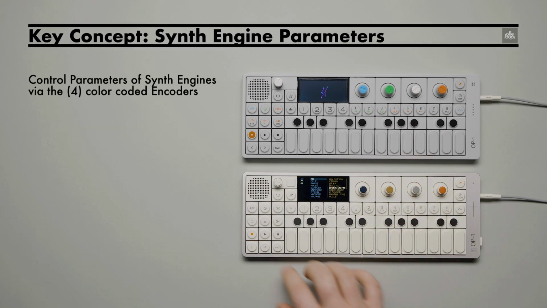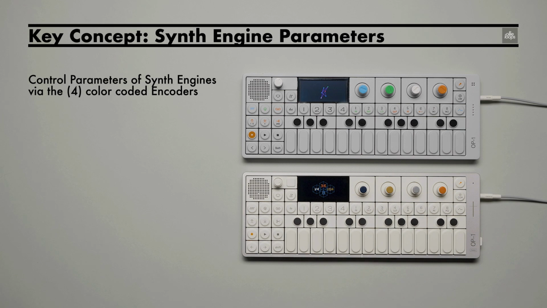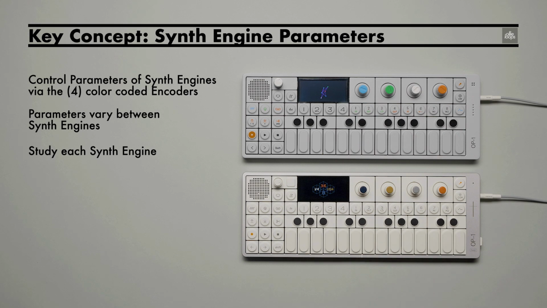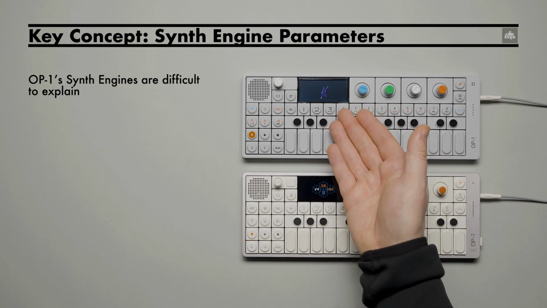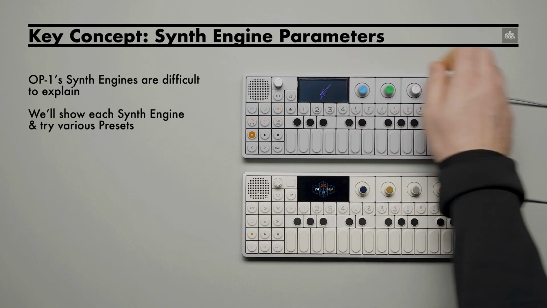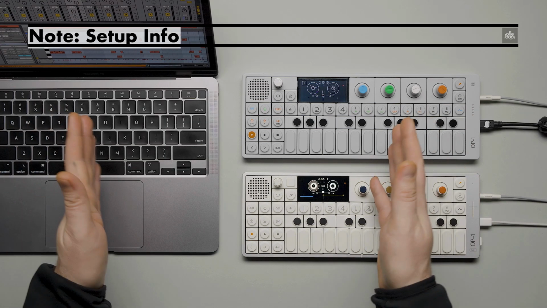Each synth engine has parameters that can be adjusted via the 4 color-coded encoders. Parameters vary between the synth engines, and each should be studied individually. Also, it's hard to explain exactly how the synth engines are designed and how to control them. Instead, we're going to show each one, try various presets, and let you hear the general character and range of each synth engine. Just a quick note about our setup here.